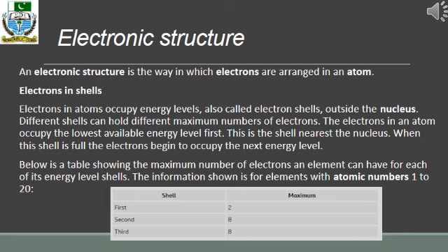So when the first shell gets filled, the remaining electrons move to the second shell, and if the second shell is also filled to its maximum capacity, then the electrons will move to the third shell. A table is shown for your understanding of how electrons are filled in the first, second and third shell. This table shows you the maximum capacity of the shell, that in the first shell there could be a maximum of 2 electrons.